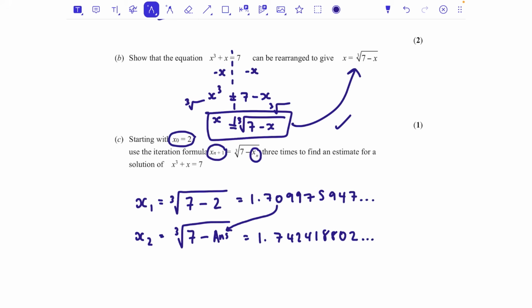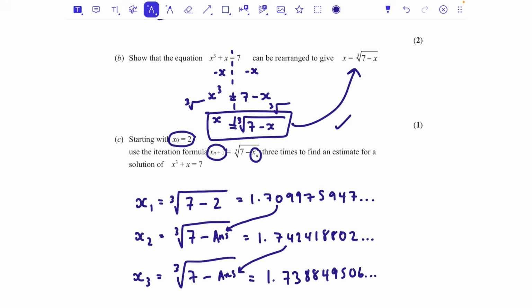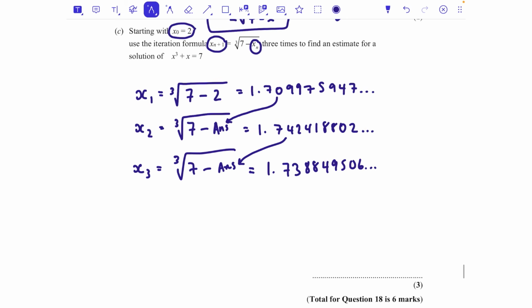1.7424188802. And then it says we have to do this 3 times, so x3 is the cube root of 7 take away that answer. So again, in my calculator, you can just hit equals if you've used answer and it will re-update it for you. So that is 1.738849506. Don't round anything. Obviously, if you rounded it, you'd say they're all 1.7. So we kind of don't want to round it. We want to write as many decimal places as we can. 1.738849506. I think the mark schemes like you to write at least 5, but I would say just to be on the safe side, just write them all.